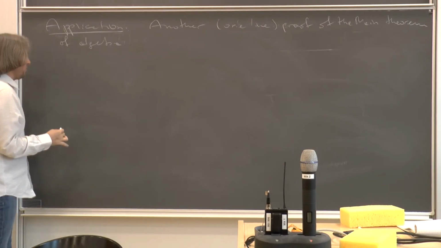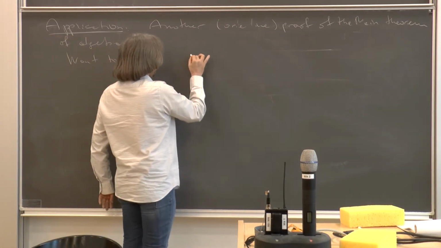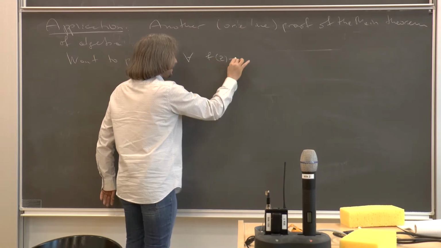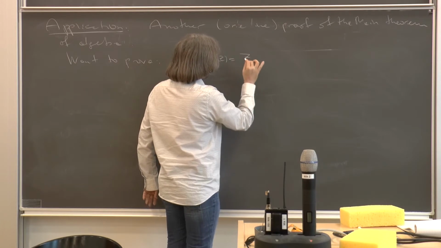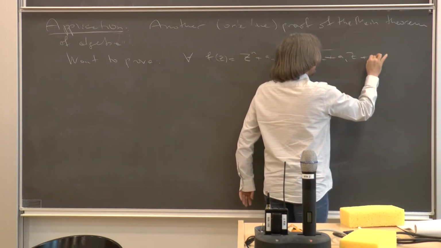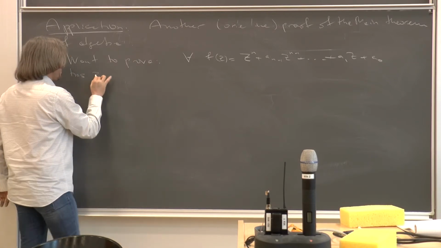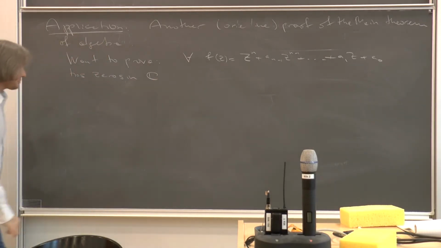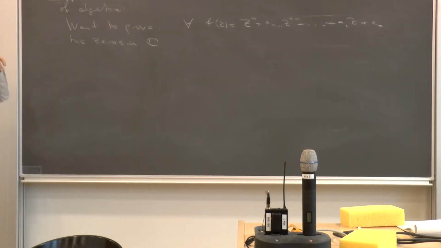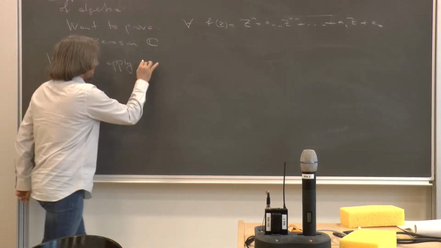So we need to prove that any polynomial f of z, let me make the leading coefficient equal to 1, has zeros in complex numbers. So f is chosen. So we want to apply Rouché theorem.